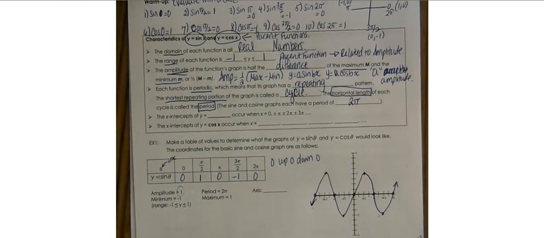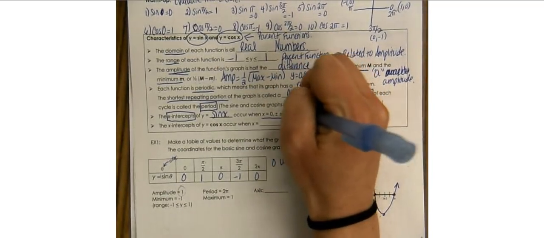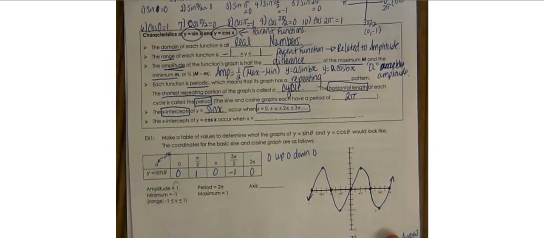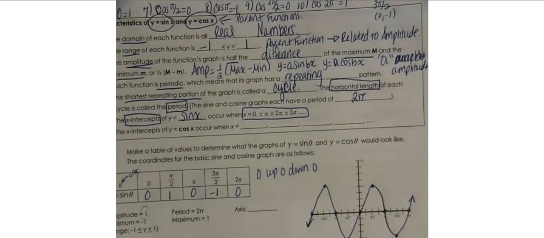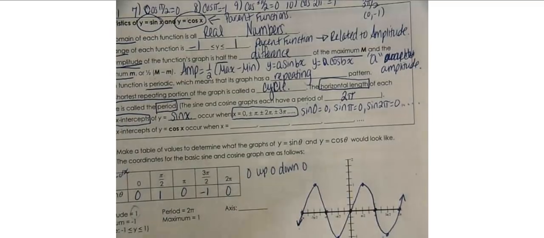The x-intercepts of y equals sine of x occur at x equals 0, plus or minus pi, plus or minus 2 pi, plus or minus 3 pi, etc. That's because the sine of 0 is equal to 0, the sine of pi is equal to 0, the sine of 2 pi equals 0, etc. So that represents all of your x values whenever you are working with increments of pi.